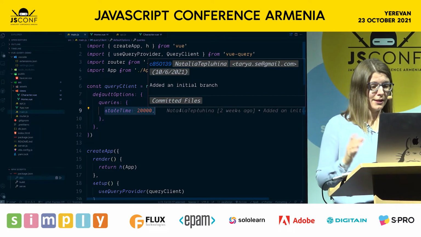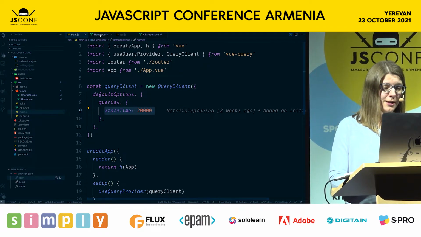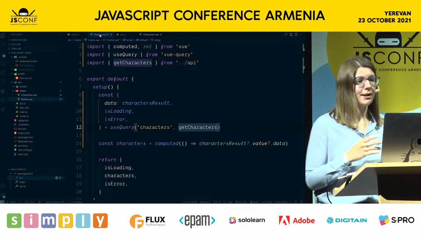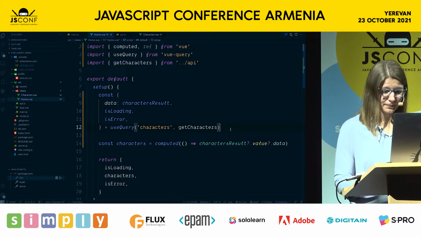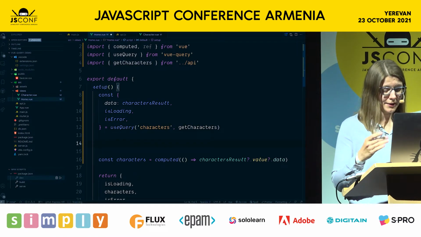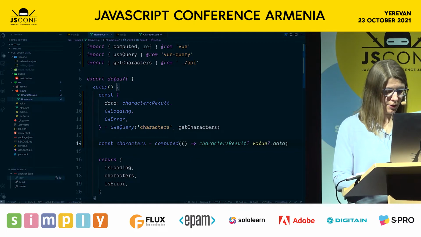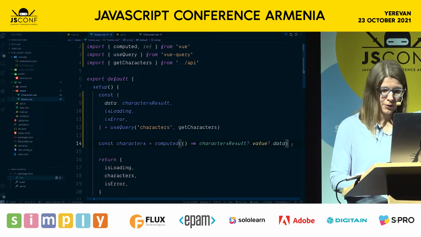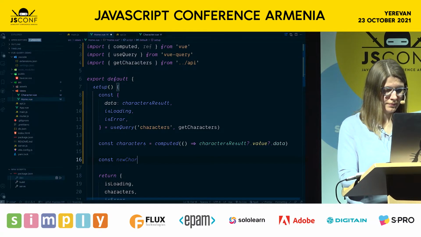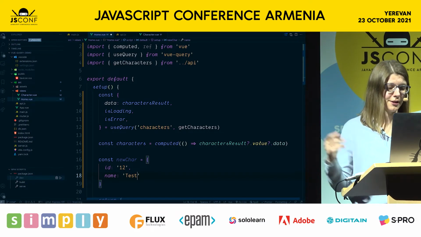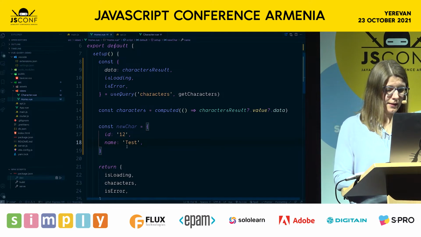So right now, let's try the last thing in the live coding. Let's try to change our data and see how this applies to the cache, because it's a problem in Vuex as well. So we will write a mutation right now in our home view. We want to add some character. Let's call it new char. This is just an object with an ID of 12 and name of test, just for the sake of rendering the list. And let's write the mutation.